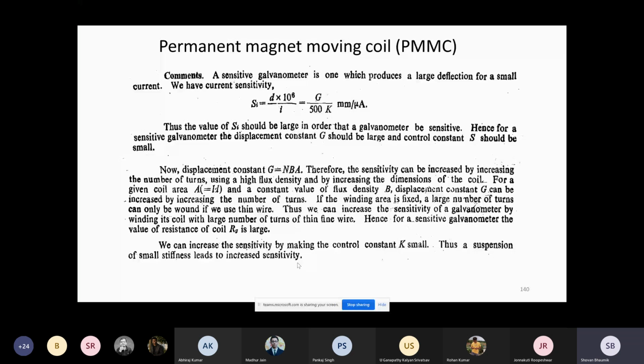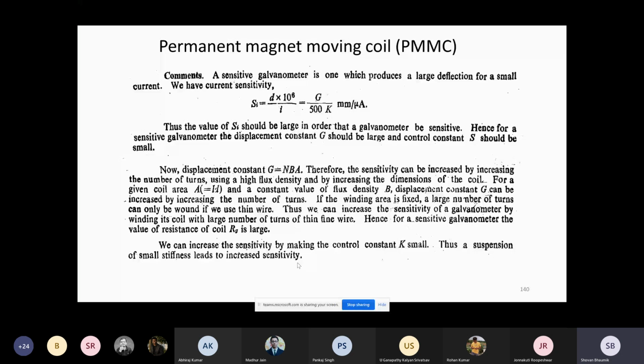So sensitivity is the one which produces large deflection for a small amount of current. For that, you need to have very high G and small K. So the value of G/K should be large in order to get the galvanometer more sensitive. Hence, for a sensitive galvanometer, the displacement constant G or galvanometer constant should be large, and the control constant K, not S, it is wrongly written, control constant K should be small.